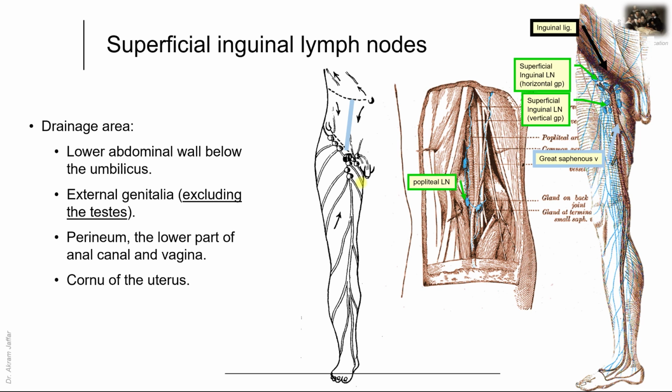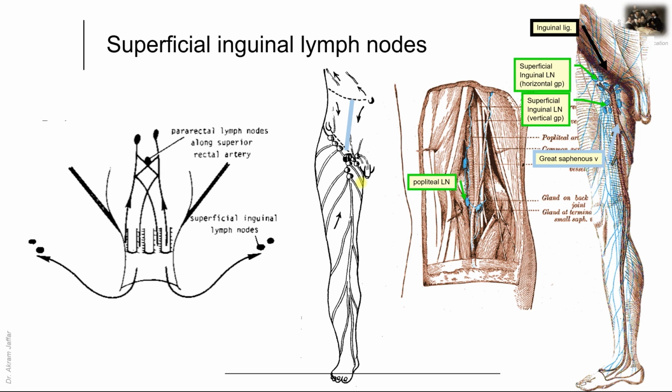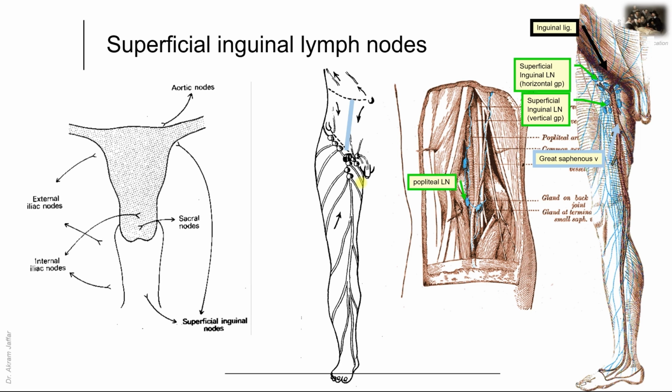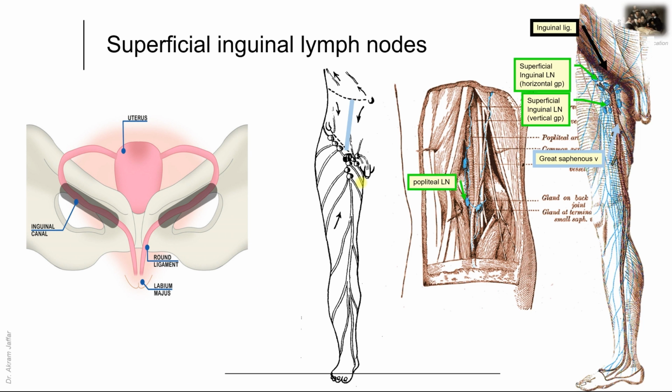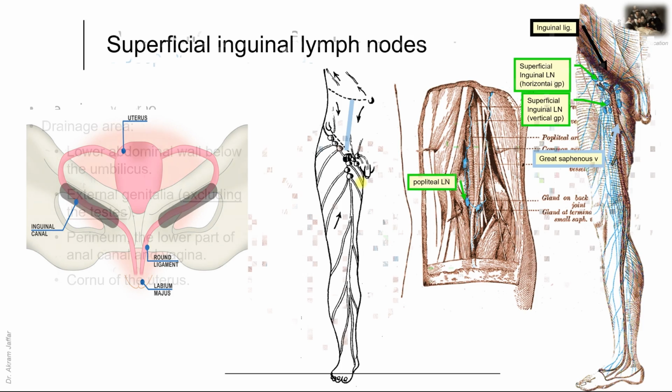The other structure that is drained by superficial inguinal lymph nodes is the perineum, and this includes not only the skin, but the lower part of the anal canal and the lower part of the vagina. In addition to that, there are few lymphatics reaching the superficial inguinal lymph nodes from the cornu of the uterus, and this is because of the communication between the cornu of the uterus and the inguinal region through the round ligament of the uterus that passes through the inguinal canal.